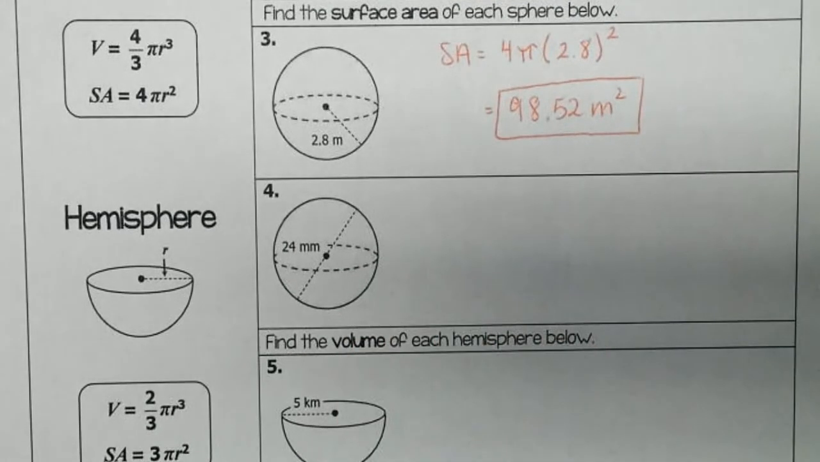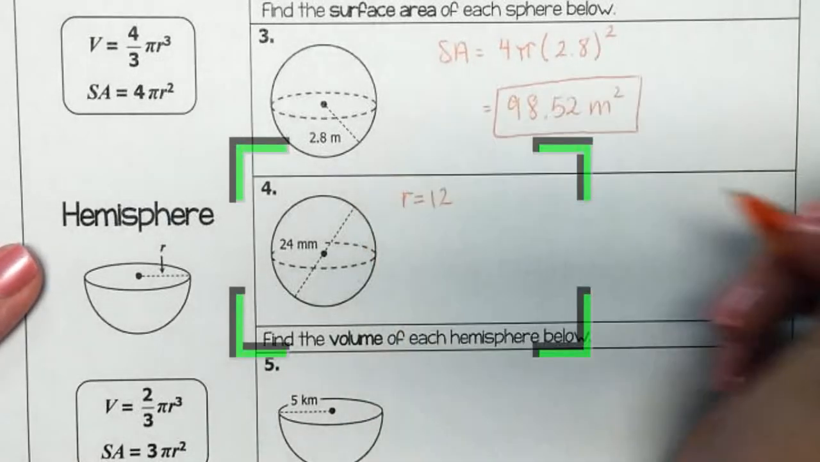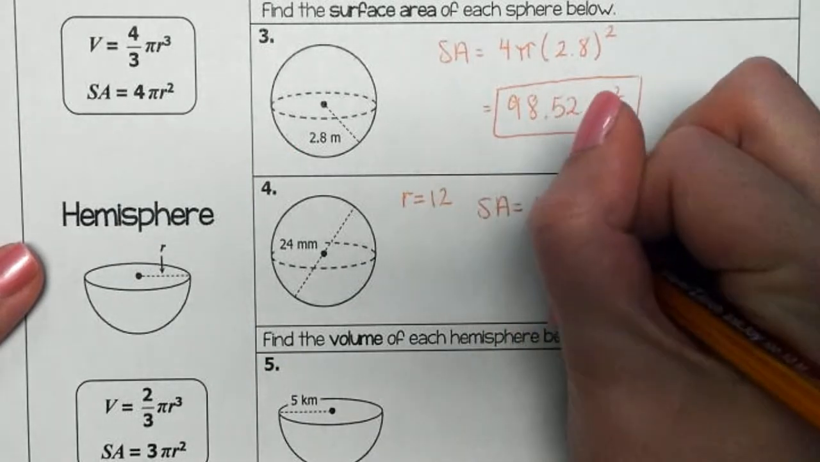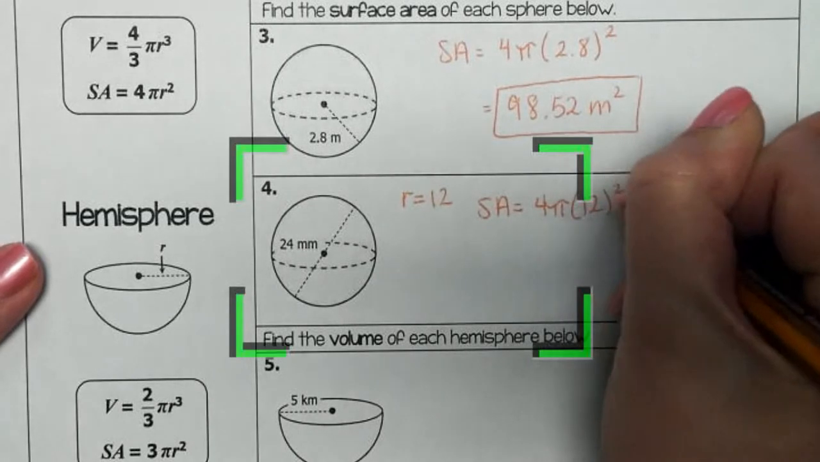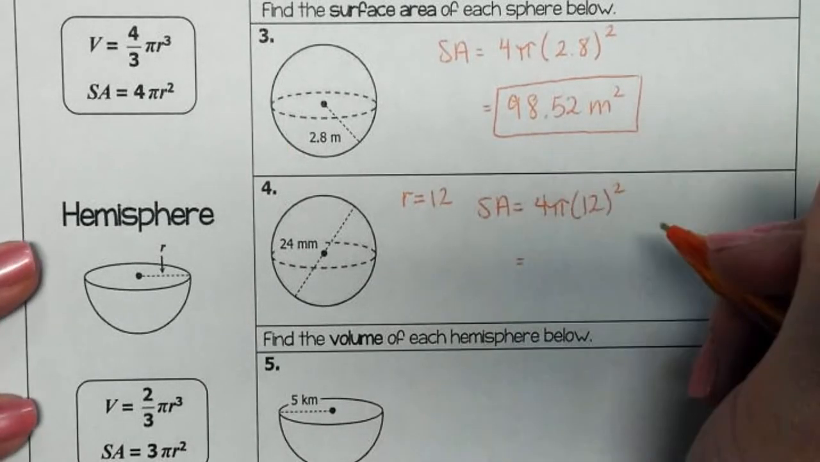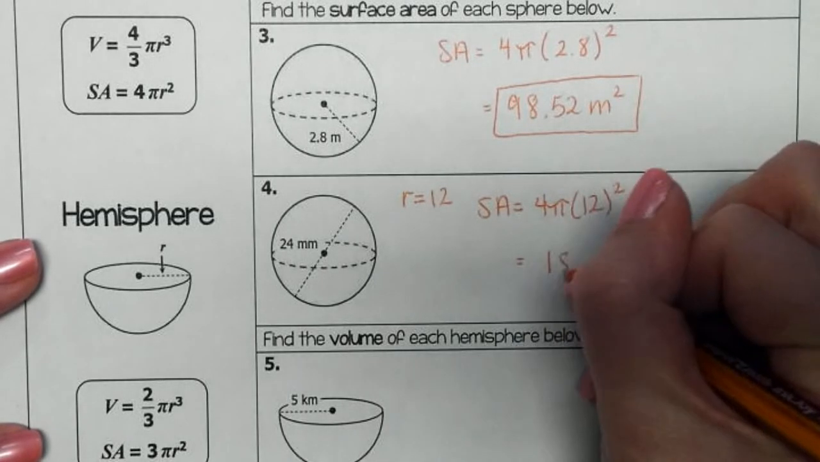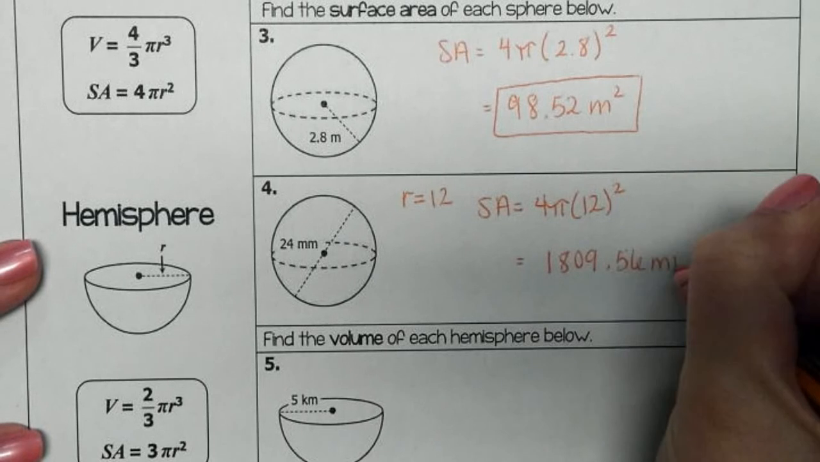Same with number 4, except it gives us diameter, so my radius has got to be half of that. It's going to be 12. So for my surface area, I'm going to take 4 pi times 12 squared. Plug it in, and you end up with 1,809.56 millimeters squared.